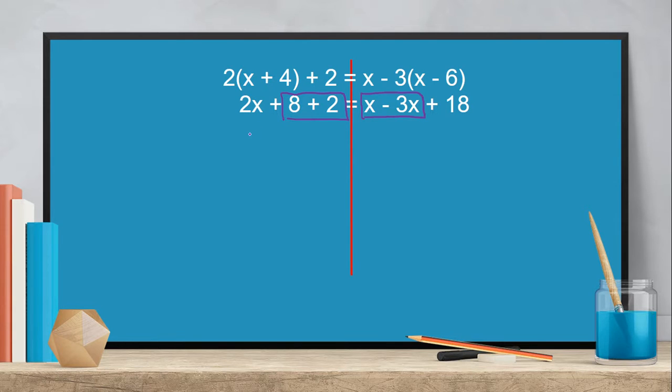So here I bring down the 2x, don't be losing it, plus 8 plus 2 is 10, and that will equal, well, x minus 3x. Look for the one farthest from the number 0, which would be -3x. Subtract the other and keep the sign. So -2x plus 18. So now I don't have any more like terms.